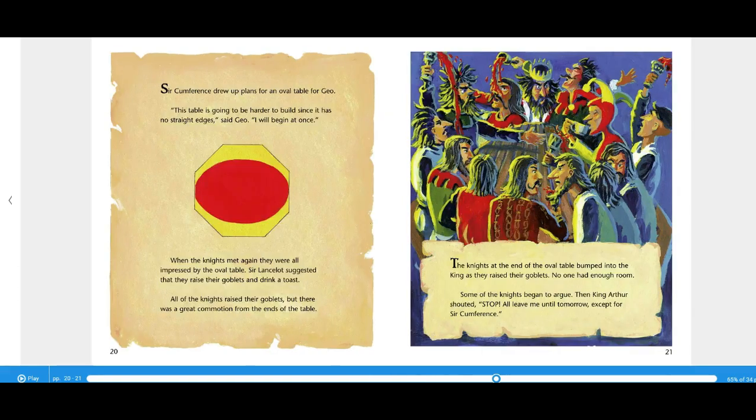So here's their oval table. "This is going to be harder," said Geo, "because it doesn't have any straight edges. I'll begin at once." So they made the oval table.